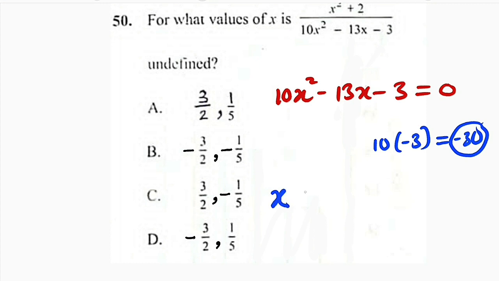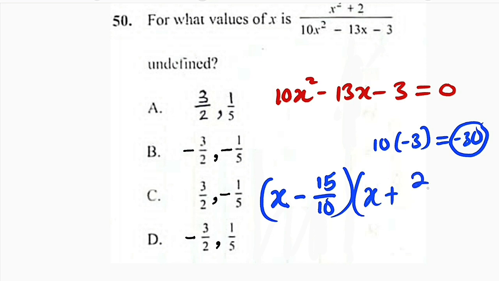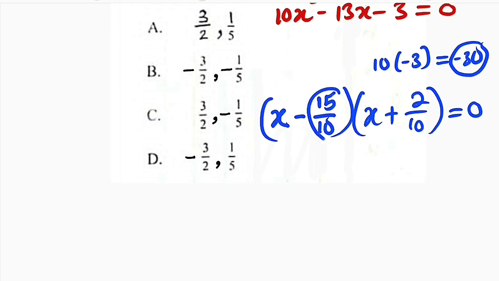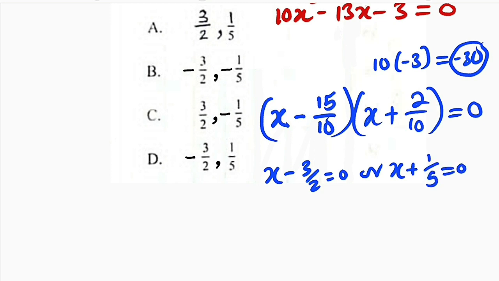So we have x minus 15. But you have to divide by the leading coefficient because it is not equal to 1. Then multiply by x plus 2. Also divide by the leading coefficient. This is equal to 0. What do we have here in common? 5 can divide, right? So we have 3 divided by 2. So x minus 3 divided by 2 equal to 0, or x plus, this is 1 divided by 5, right? 1 divided by 5 equal to 0.